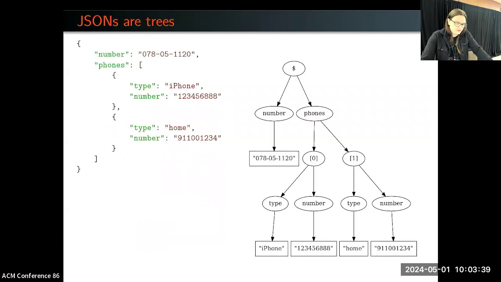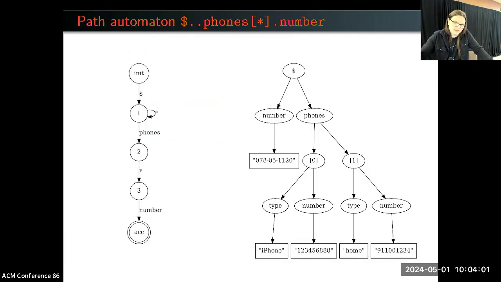JSONs are trees. This should be uncontroversial. We can view them as objects have children and they are labeled with the keys that they use. Arrays can be modeled the same way, we just pretend they have labels that are the unique indices. And we put the values as leaves. So if you look at a path in a tree and concatenate all the labels on the path, it's a word. Words are nice, you can run automata on words, so let's just do that. Let's take an automaton that tries to recognize this pattern above, phones, wildcard, number. Note the first state has a self loop. This corresponds to the recursive descent, and it means that we don't necessarily have to match phones just yet.